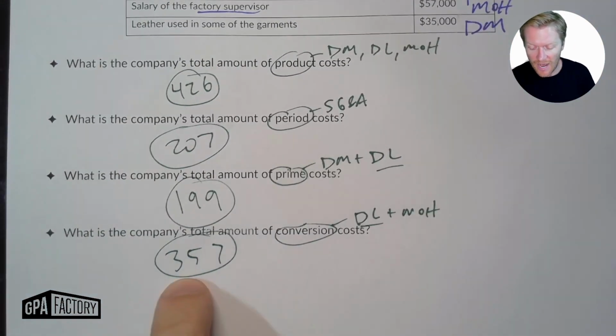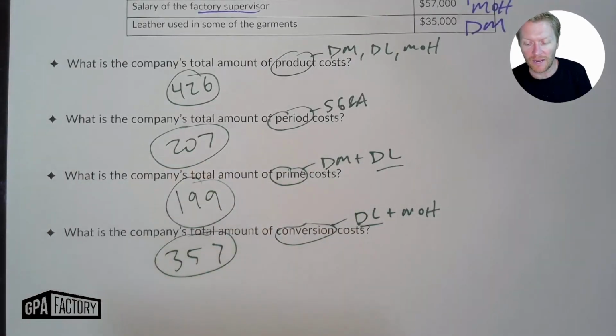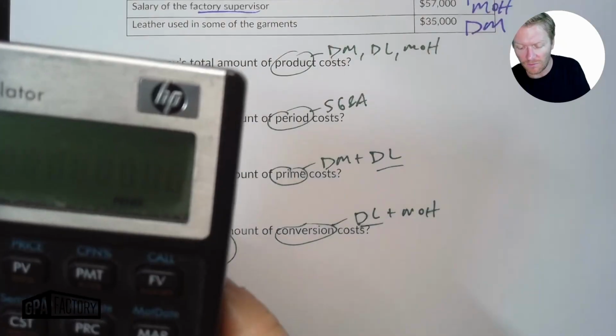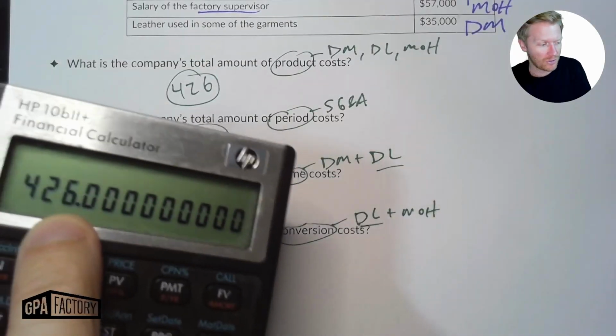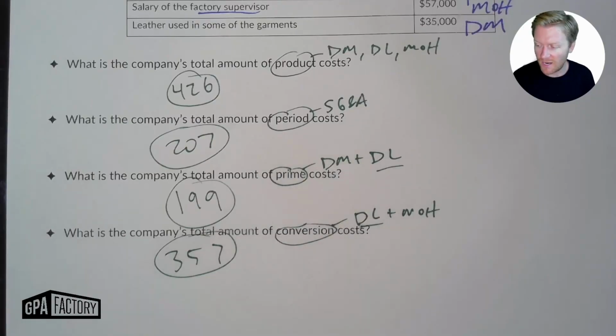And notice that if we did add these up, 357 plus 199 equals 556. But again, we've double counted direct labor, so we'd subtract off 130, and then that would be our total product cost, which is what we got up there. So just a little bit of a check there.